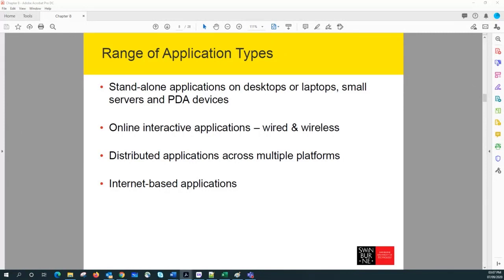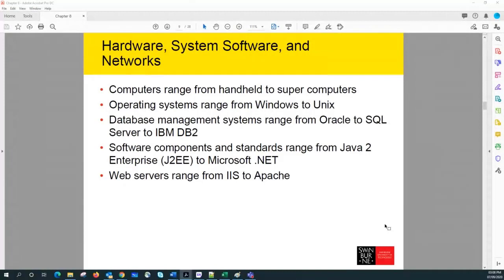The number of application types has increased enormously, and the variety of hardware, system software, and networks which support these applications has also grown tremendously. So in this kind of environment, we need to decide which alternatives to take, because these deployment environment decisions are very important for the organization to succeed.